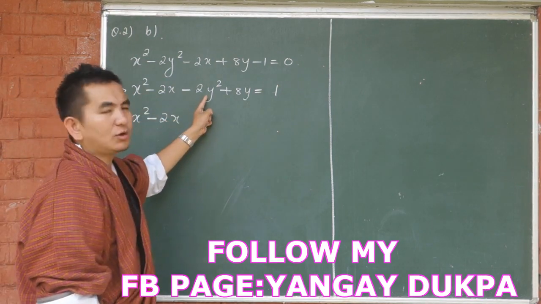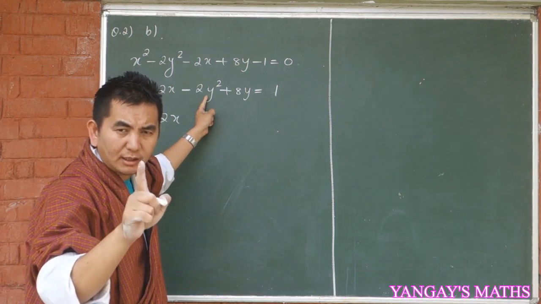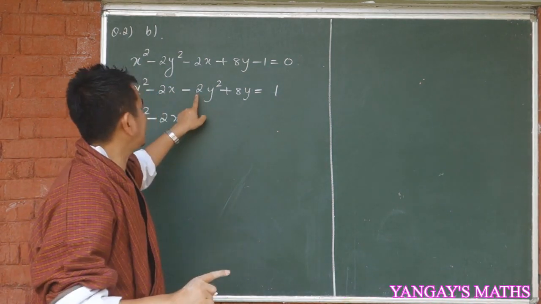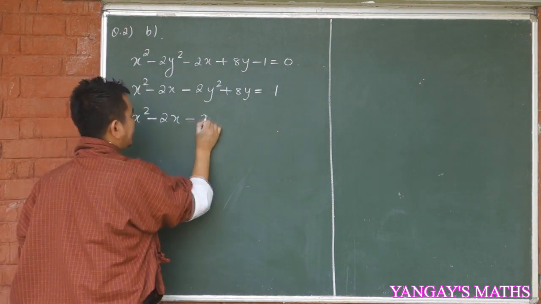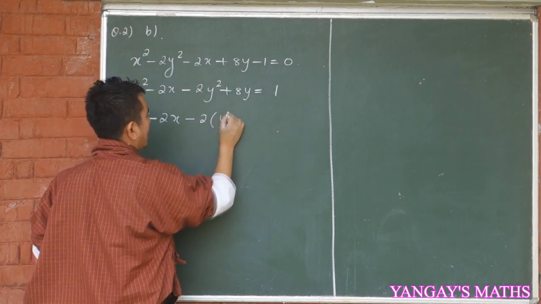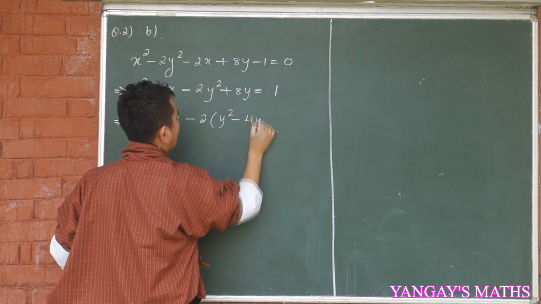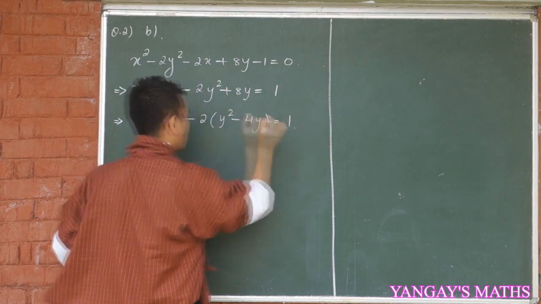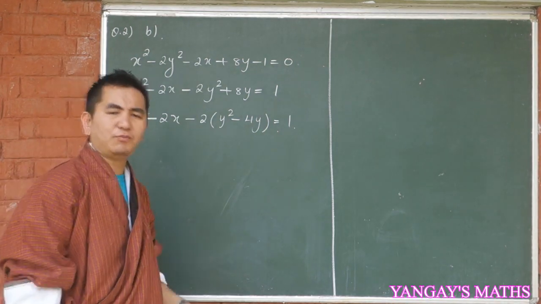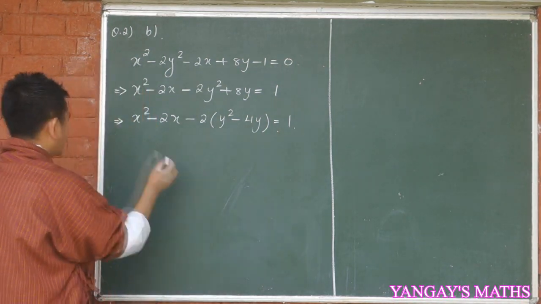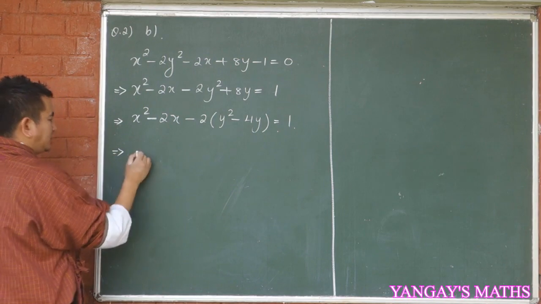But here the coefficient of y square should be 1. In order to make it 1, you need to take negative 2 common outside, not 2. Take negative 2 common outside. We have y square minus 4y. Now the coefficient of y square is 1. Now I can make this in the form of a minus b whole square. So for that, you know what to do now.